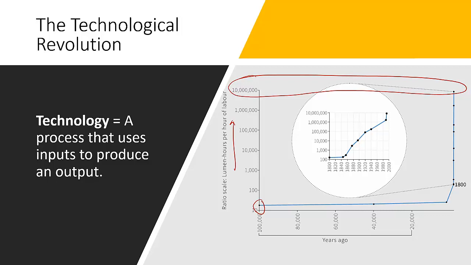Now this smaller graph is showing a magnified version of this area. So this is this area, that's what they are showing. So what you can see here is a huge increase in our power to produce more. And all this is possible because of the development of technology.